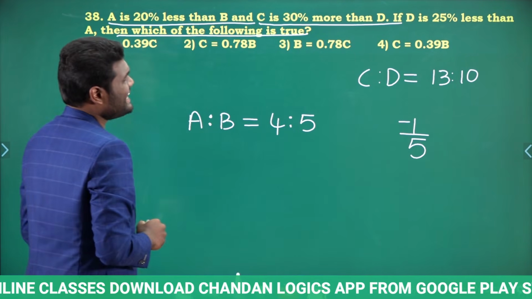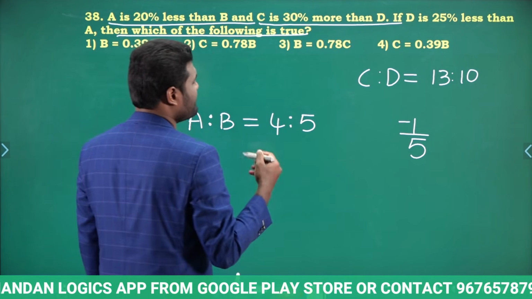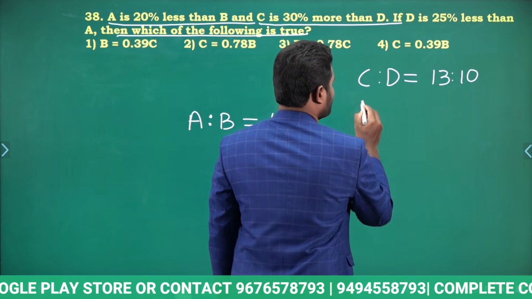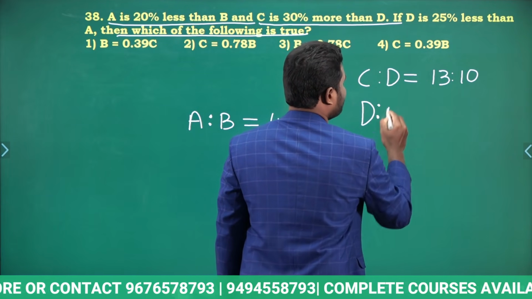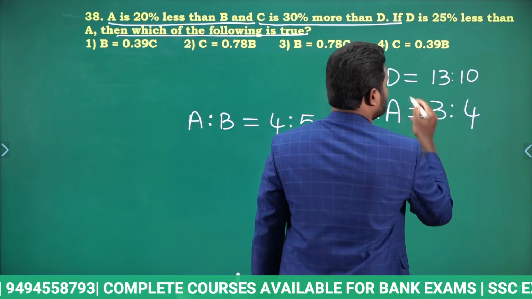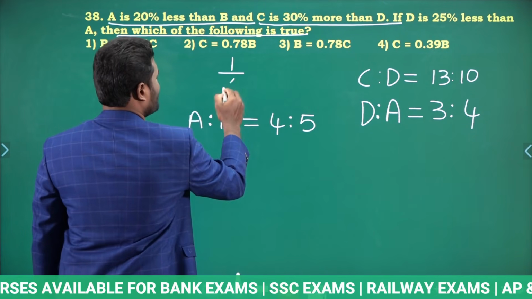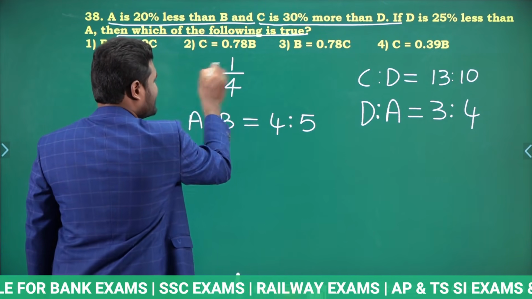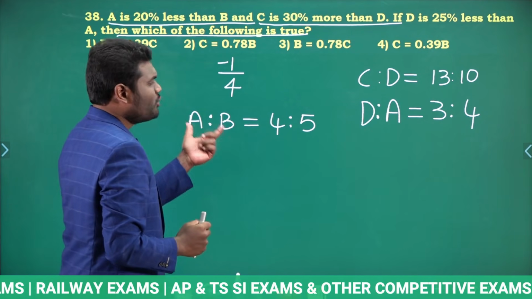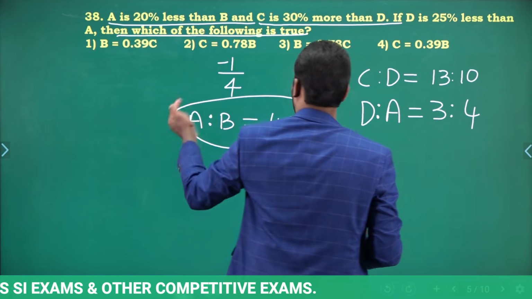Similarly, D is 25% less than A. Look here, D is 25% less than A. So D to A ratio will be 3 by 4. Why? Because 25% is nothing but 1 by 4. As it is less, it is going to be 1 minus. So D to A ratio will be 3 to 4. Now look here, D to A ratio is 3 to 4 and A to B ratio is what?